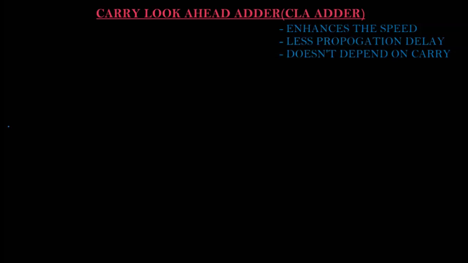Also, as we have discussed in previous adders, there is a lot of propagation delay. However, in the case of a CLA adder, that is carry look ahead adder, the propagation delay is much less. Now, what is a propagation delay? Each adder block that we have seen previously is made up of different kinds of gates, let's say AND gate, OR gate, or an XOR gate. These gates contribute to the propagation delay at the end. And in the case of a CLA adder, the propagation delay is much less than the previously discussed adders.